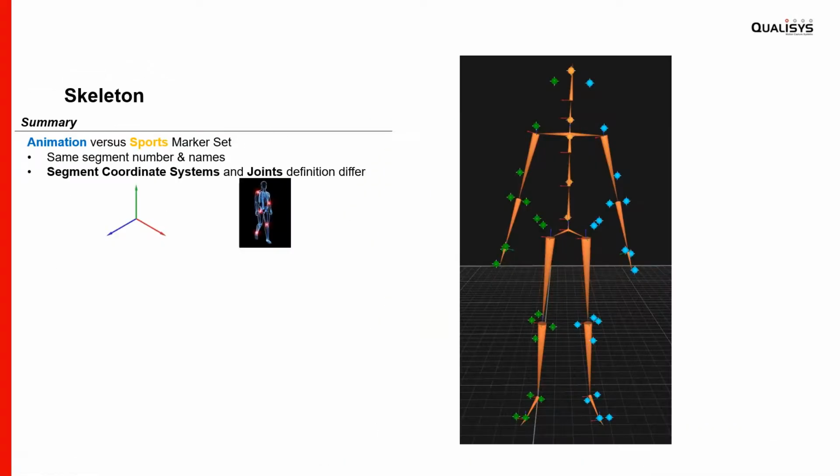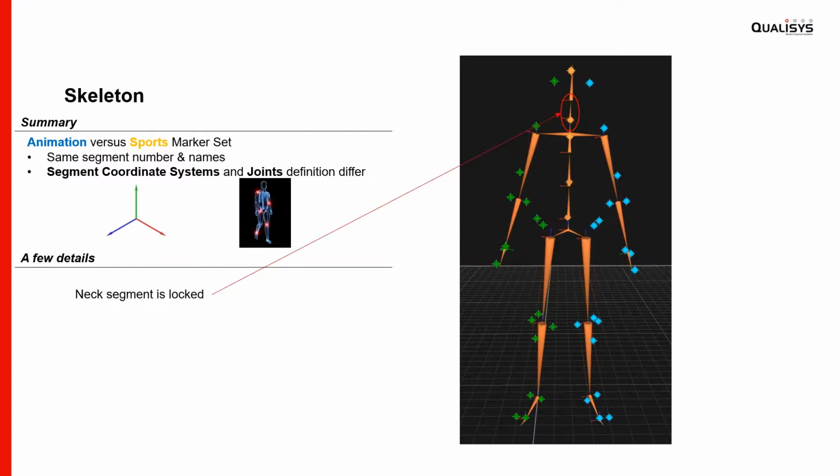Regarding the skeleton itself, there is no big difference. There are of course differences between the animation and the sports marker set, but they are similar in that the marker names are the same, and the number of segments is the same. The thing that differs is what I call the segment coordinate system. The axes that you attach to each segment are different, and the joint positions are also different between those 2 marker sets, to follow a more biomechanical definition.